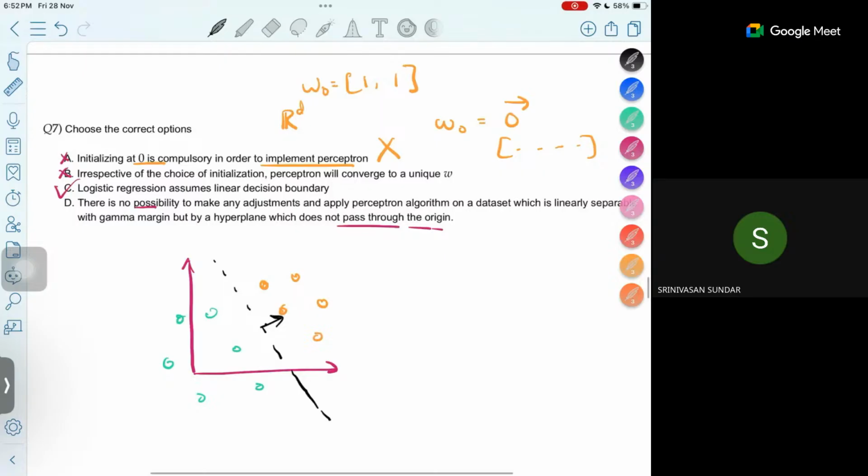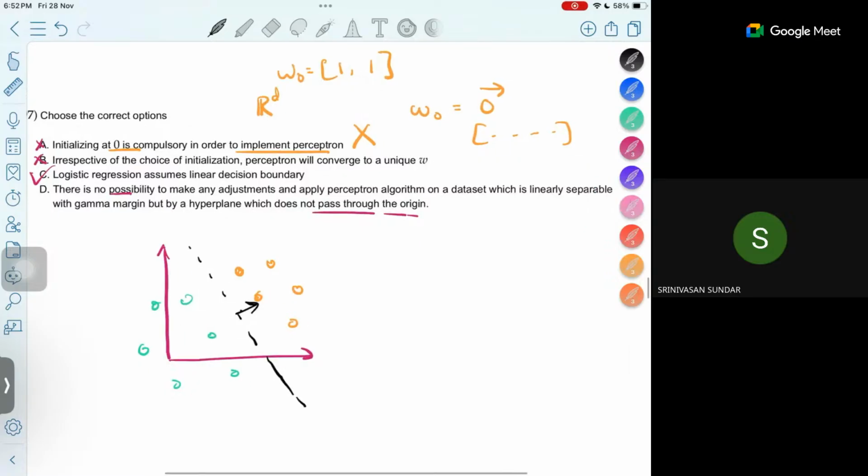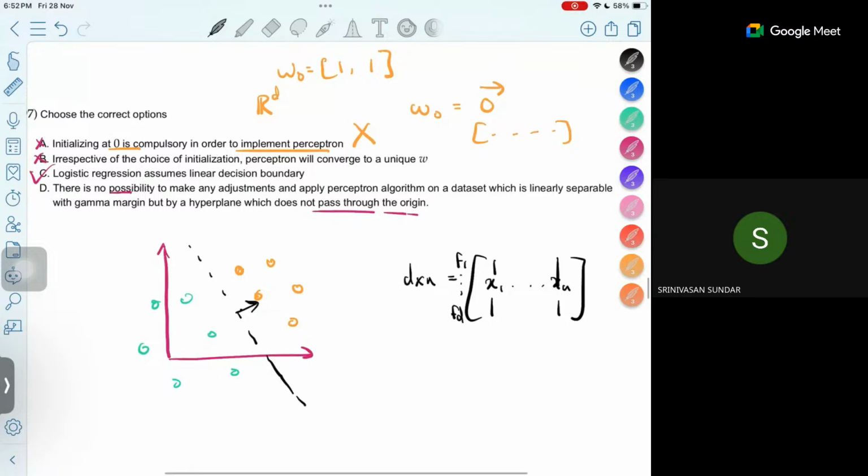In fact, one of the easiest ways you can modify this is, so you have a data set which is D cross N, where the data points are stacked along the columns, which also means that this is feature 1 and so on until feature D. There are D rows and these are the features. So what I can do is add one dummy feature for all the data points, which is just all ones. So instead of a D cross N matrix, this will be a D plus 1 cross N matrix.